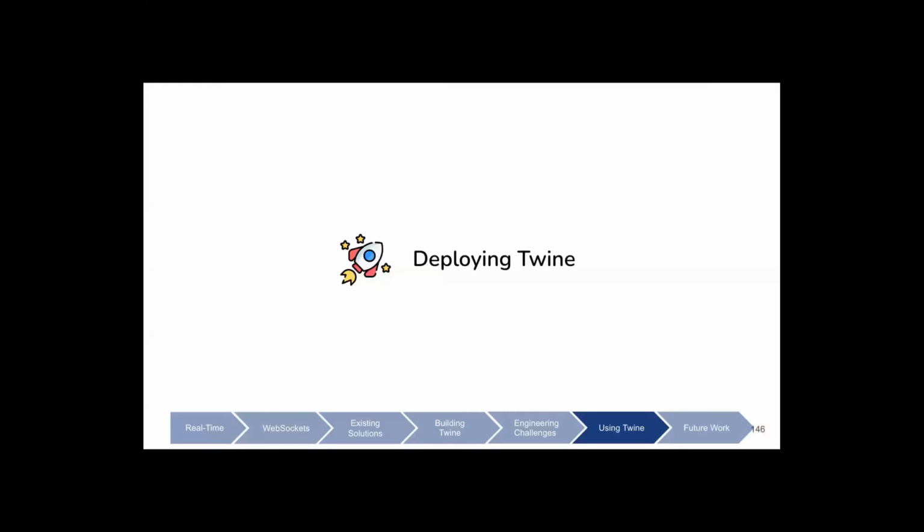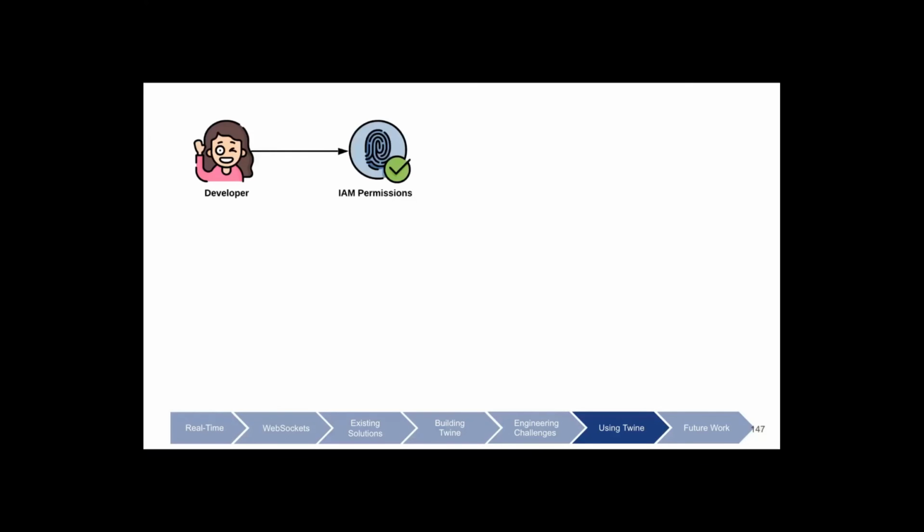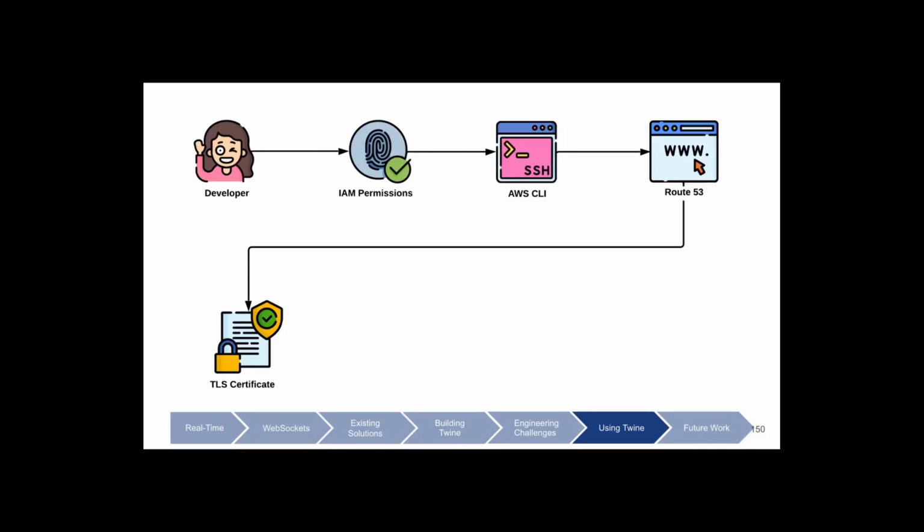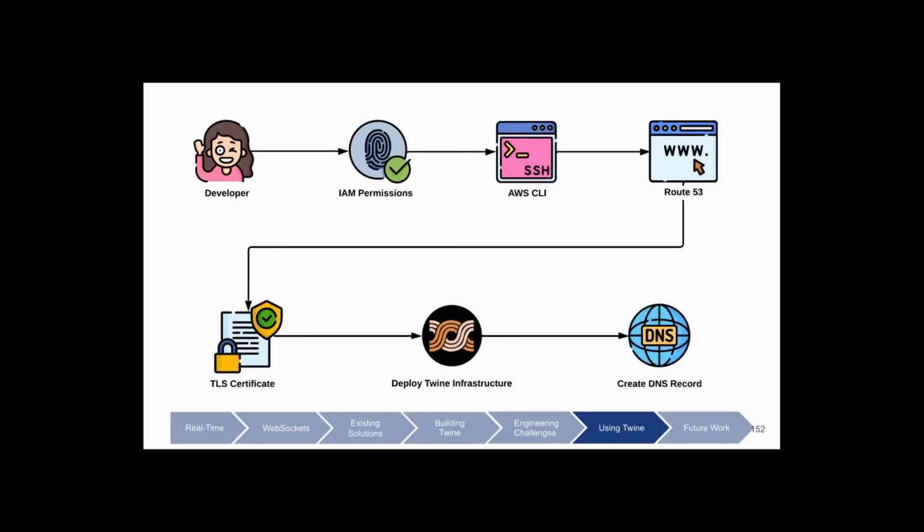To deploy Twine, a developer will need to take the following steps: create an AWS account and IAM user to configure all necessary permissions, create an AWS CLI profile that will later be used to deploy Twine, register a Route 53 domain that will later be used with the Twine libraries, request a TLS certificate to authenticate their newly created domain, deploy the Twine architecture, specifying the type of EC2 and Elasticache Redis they want to use, and create a DNS record to ensure the load balancer routes users appropriately.